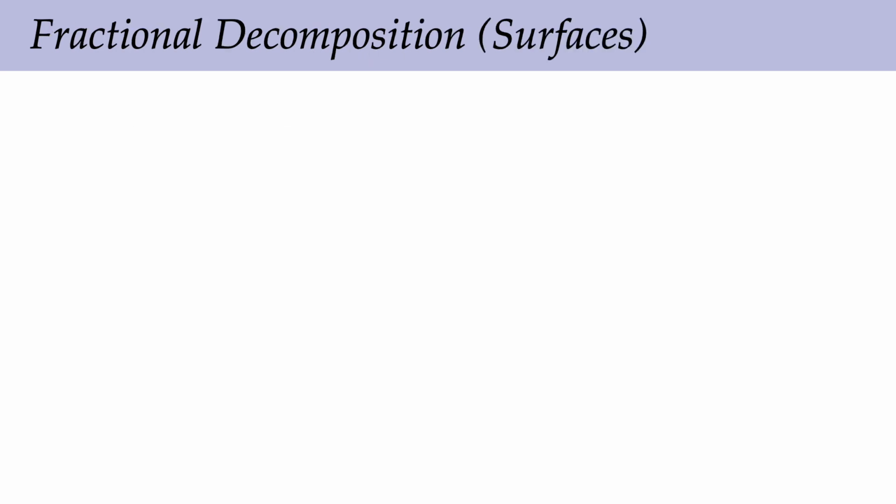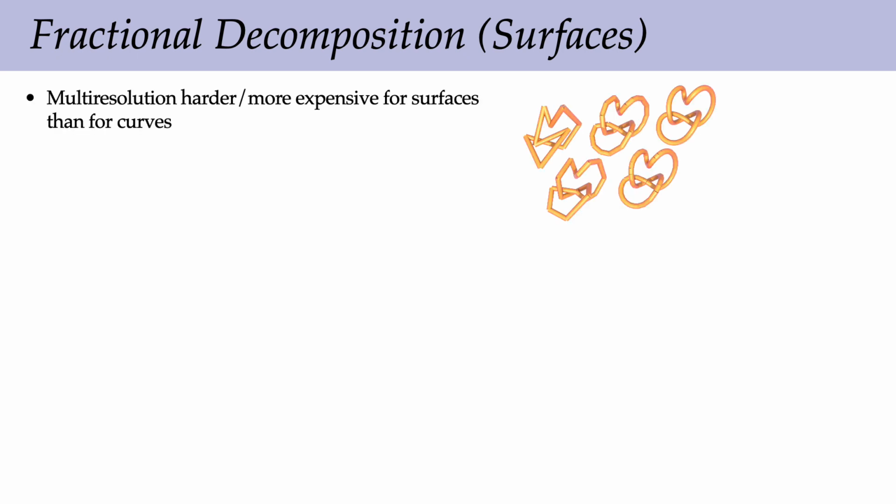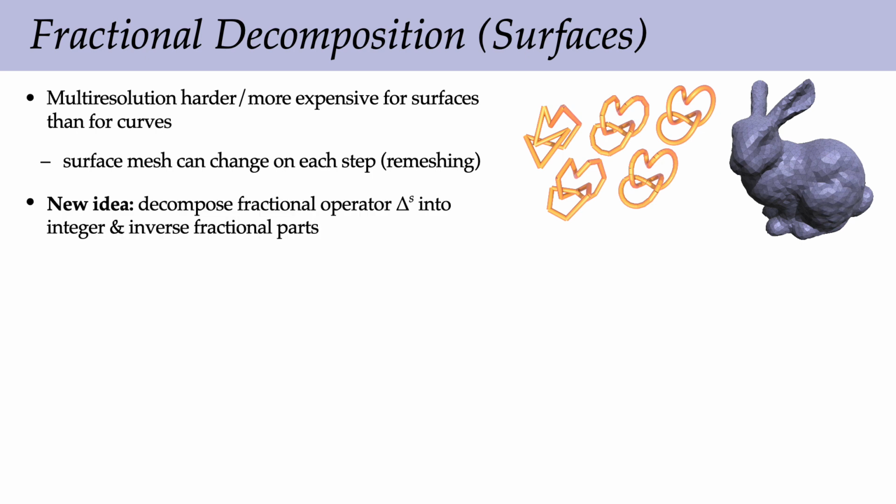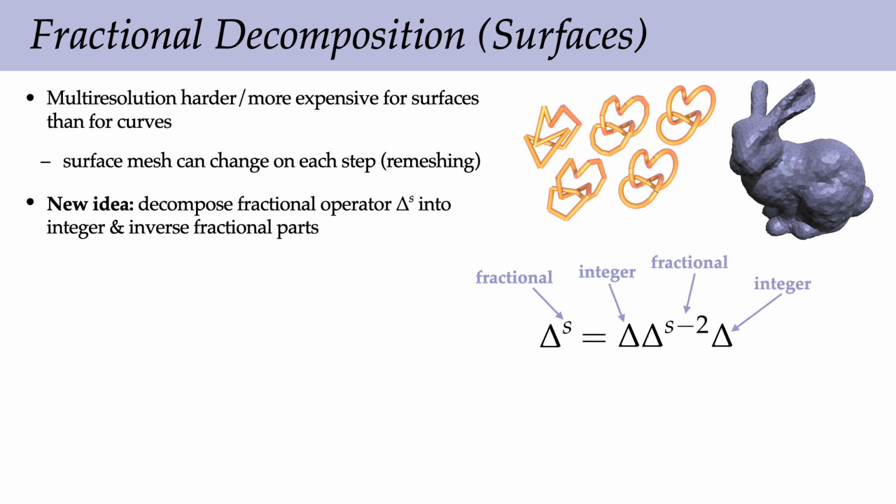1,000 vertices. Now, for surfaces, building a multi-resolution mesh hierarchy is a lot harder and more expensive than it was for curves, especially because we're remeshing the surface every time step. So here we're going to take a different route and decompose our fractional operator delta S into 2 integer Laplacians delta and a lower order fractional part delta to the S minus 2.